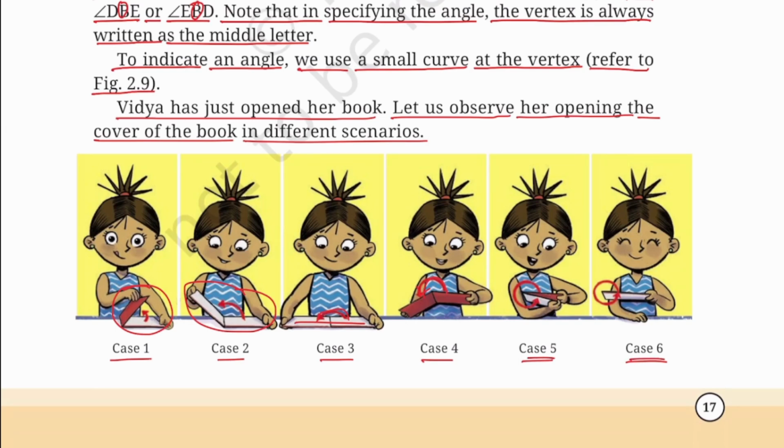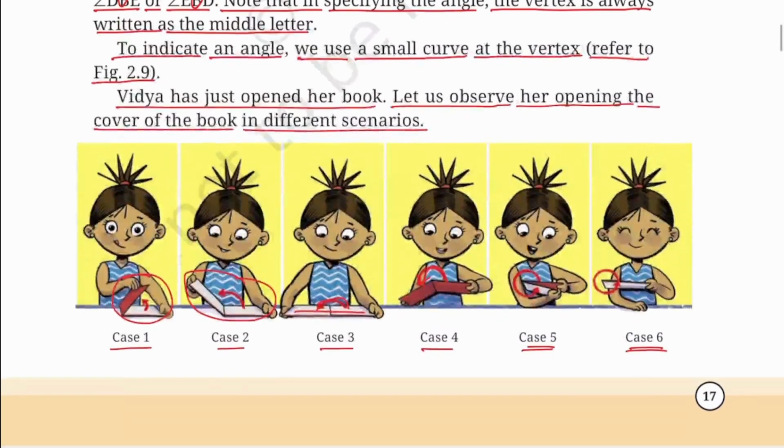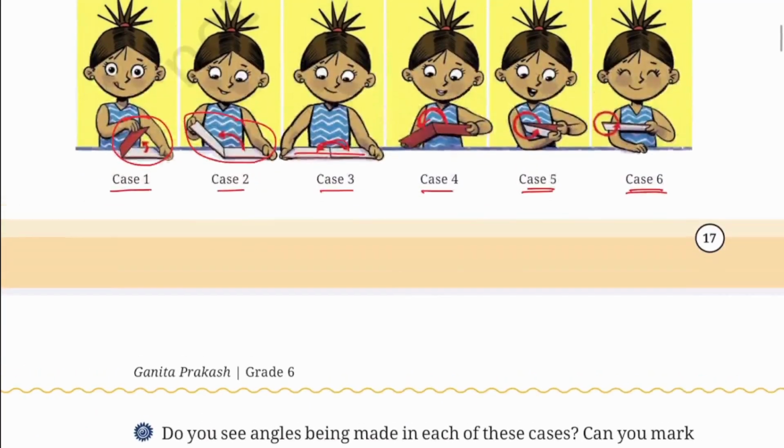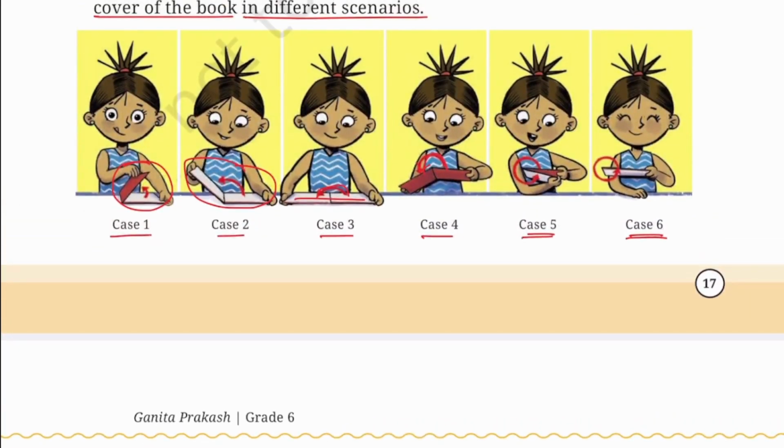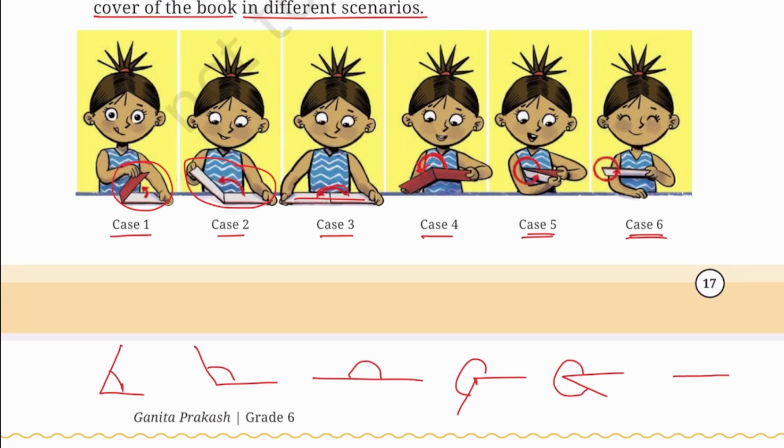In the fifth and sixth case, if you notice the angles there, then here a smaller angle, then here larger than that, here larger than that, then again larger than that, again larger, and then completely inverted like this.